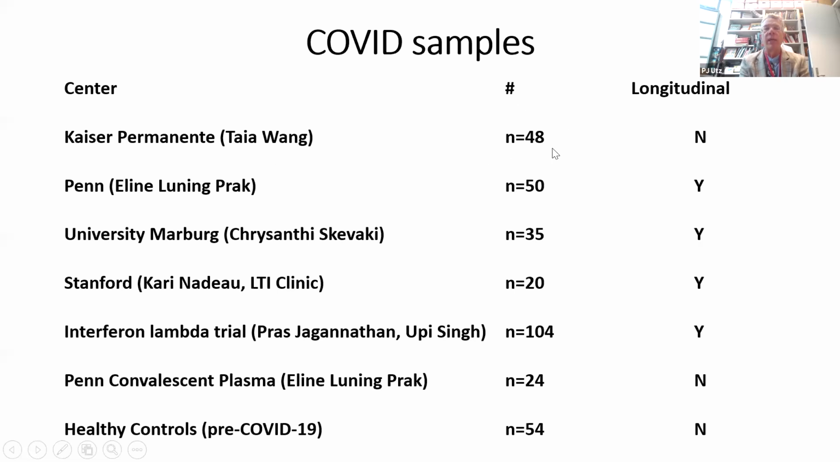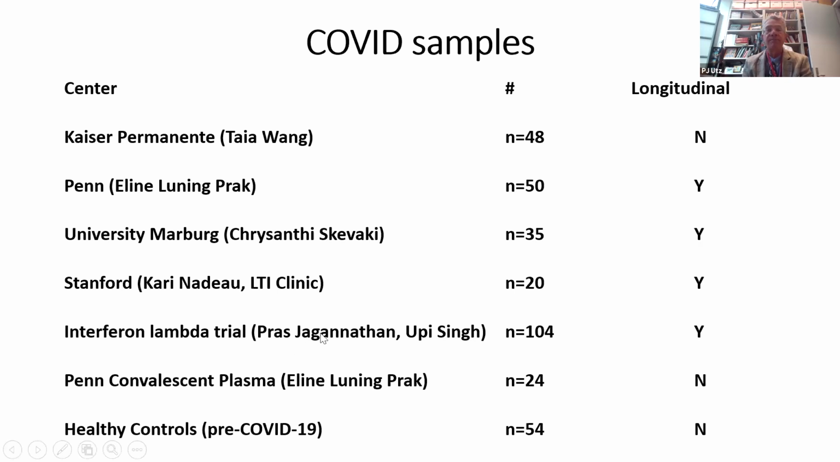She provided 48 samples from patients from Kaiser Permanente. We had no clinical data on these patients and no longitudinal data. We got a number of samples from Penn and Marburg. These are particularly important samples for us because together with the samples from Kari Nadeau and the LTI clinic, these are longitudinal samples. We had samples at more than one time point, which allows us to test the hypothesis that some of these autoantibodies are brand new, and also to determine what patients might have pre-existing autoantibodies and what they might be.